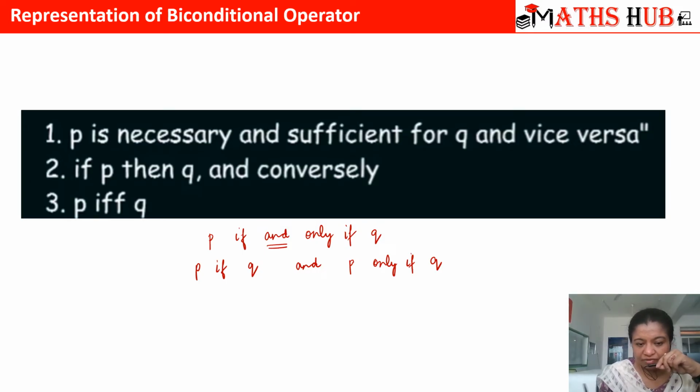So what is the meaning of this? P if Q means if Q then P. That is the statement Q implies P. And P only if Q means if P then Q. That is the statement P implies Q. When we join them with the conjunction operator, it becomes a both-way implication. That is why it is called a bi-implication.